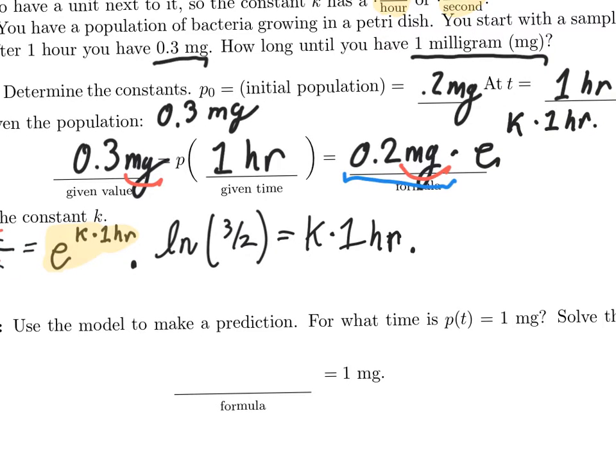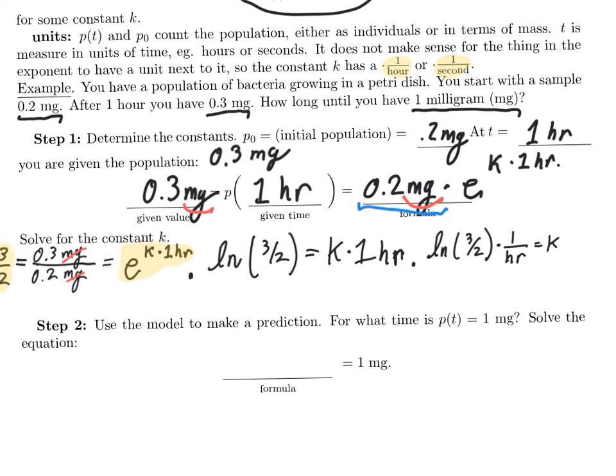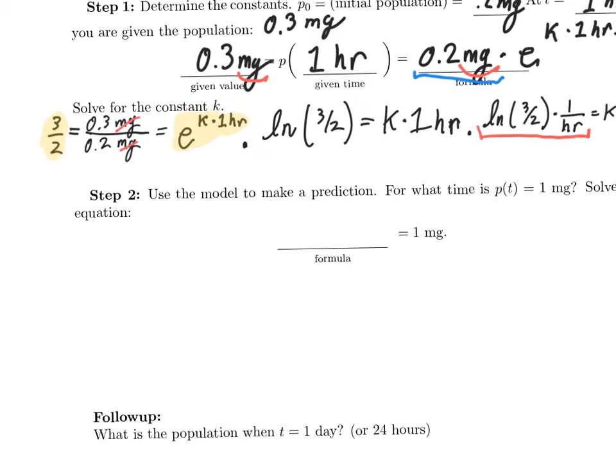Well, I can solve that for k, right? Just divide the 1 hour over to the other side. So ln of 3 over 2 times 1 over 1 hour is equal to k. And this is one of the reasons that I kept track of the units: if you look at this quantity, it does have a unit. The unit is 1 per hour. So exactly the type of units that we expect to see on that constant.